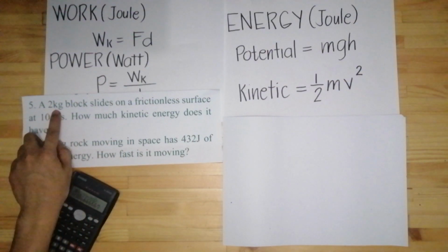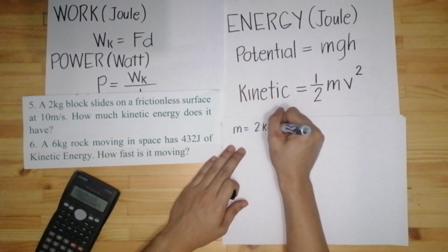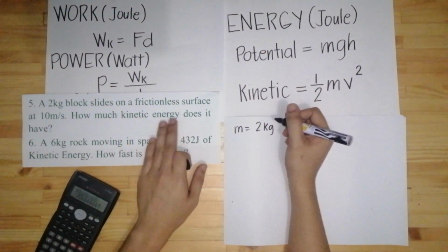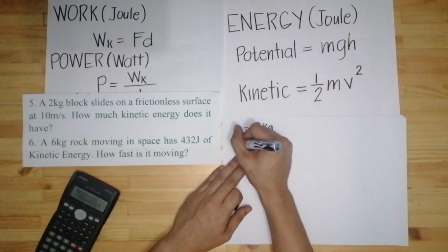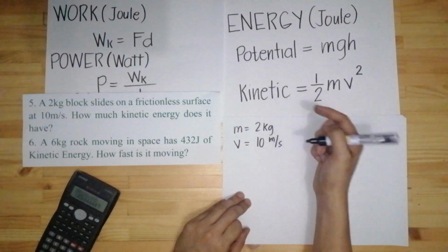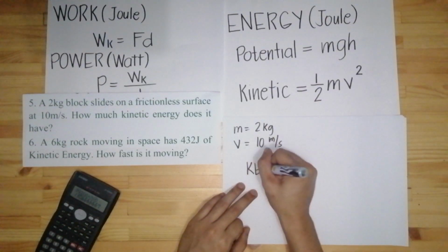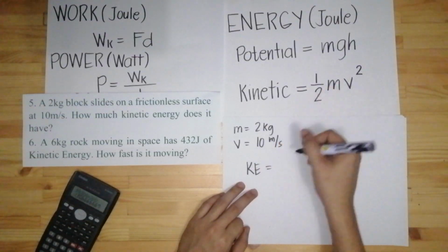So, meron tayo ditong 2 kilograms. So, meron tayong mass, 2 kilograms. Then, slides on a frictional surface at 10 meters per second. So, meron tayong velocity, 10 meters per second. Madali lang kinetic energy. KE. Kinetic energy is equal to 1/2 mv squared.